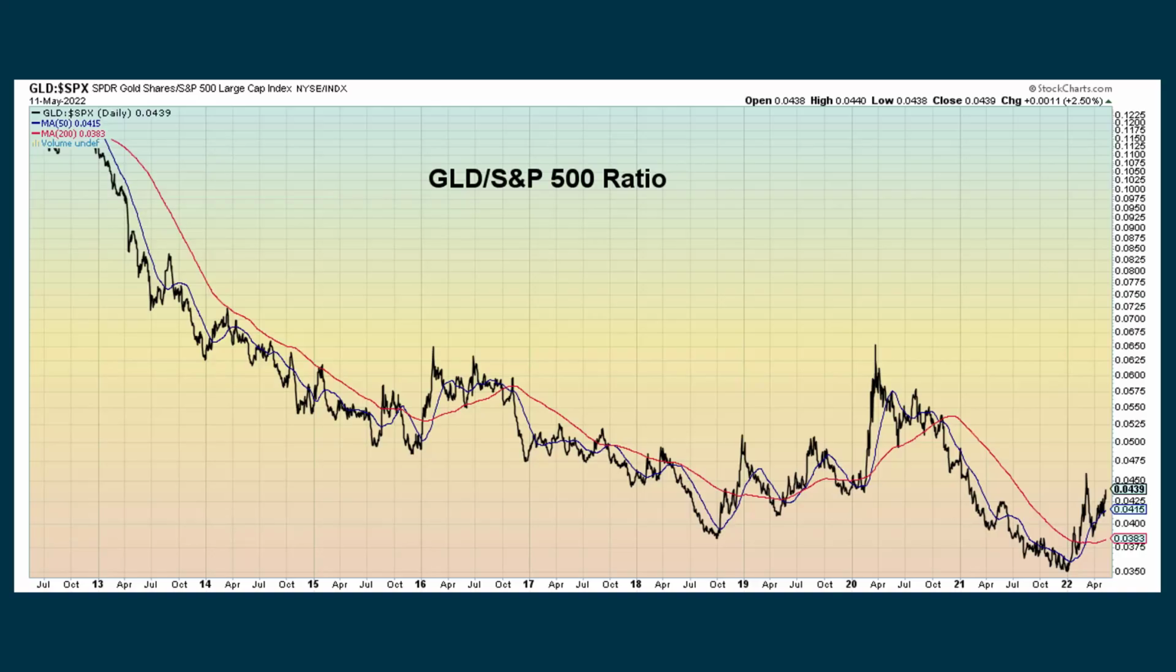Some other market ratios that we look at are gold. This is something that people really pay attention to. Gold has really underperformed the S&P. That started to change half or 3/4 of the way through 2020, and we saw gold really going down. And then in 2022, it started to turn up. And right now, gold has been outperforming the S&P.